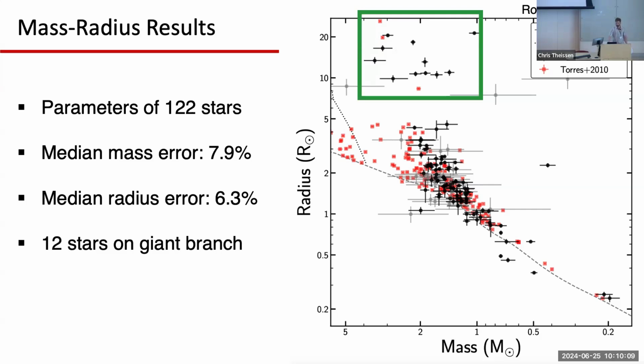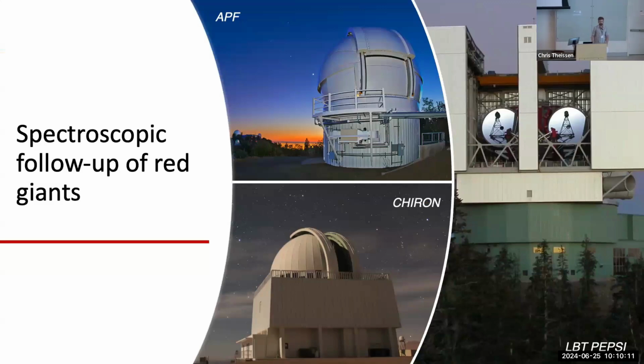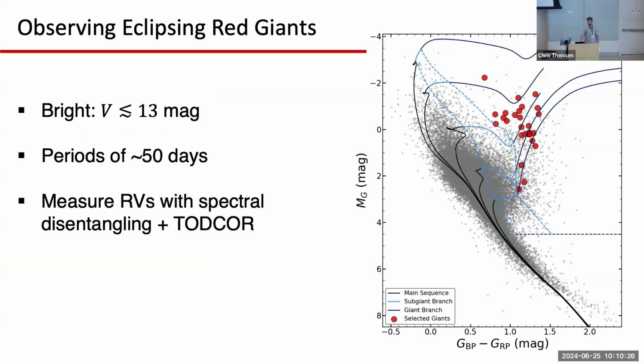And so to that end, we've continued to observe a number of systems with dedicated spectroscopic follow-up. We've been using APF at Lick Observatory, PEPSI on the LBT, and CHIRON on SMARTS to follow up a number of eclipsing red giants identified in ASAS-SN. This figure is showing the 25 targets we've been following up the past year and a half or so on the CMD. So we just select these based on our photometric primary evolutionary state label I mentioned before.